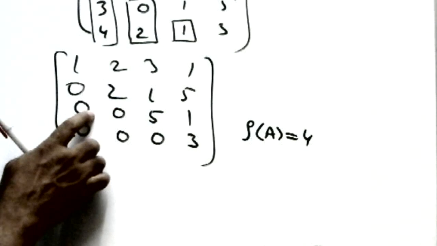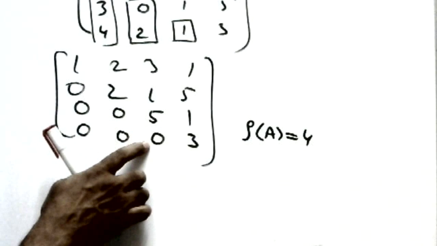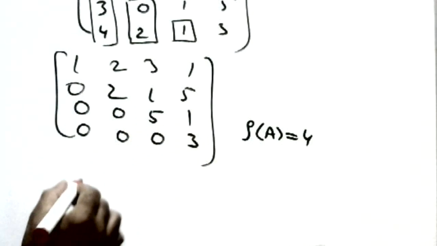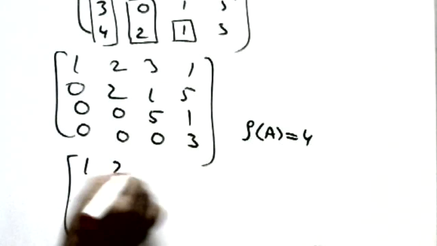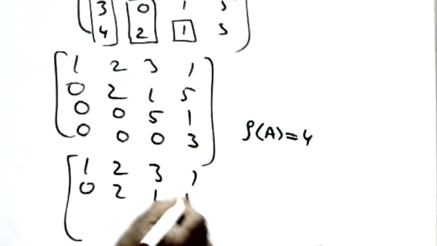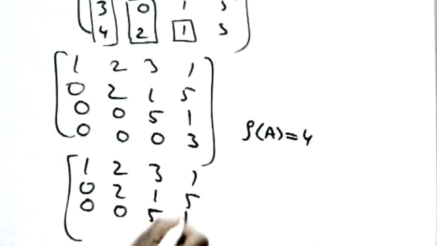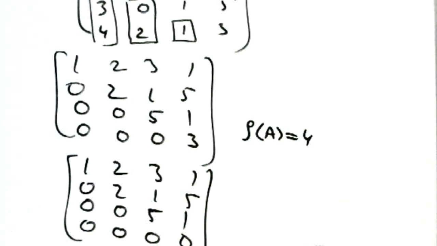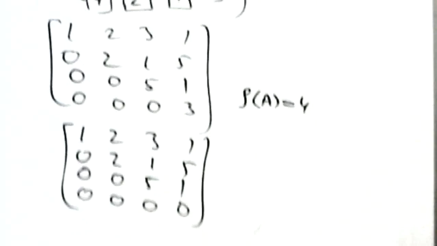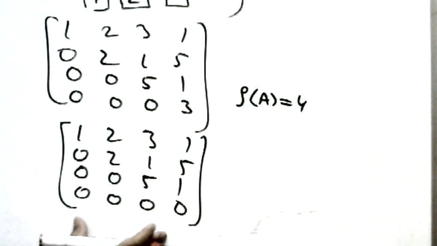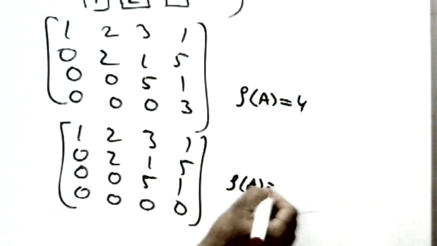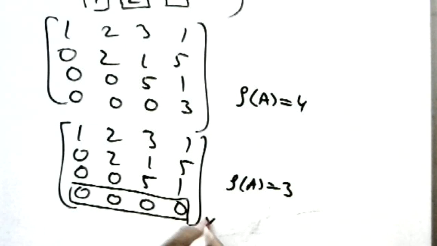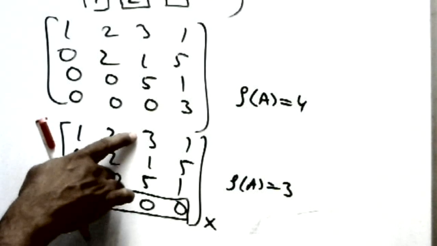But sometimes this will also become 0. We make these 3 zeros, these 2 zeros, this 1 0 also. We do not make this one 0, it will become 0 by itself, like this: 1 2 3 1, 0 2 1 5, 0 0 5 1, 0 0 0 0. So this will sometimes become 0 by itself. So we call this rank 3. Rank of A equals 3. We do not count this zero row, these are all 0.